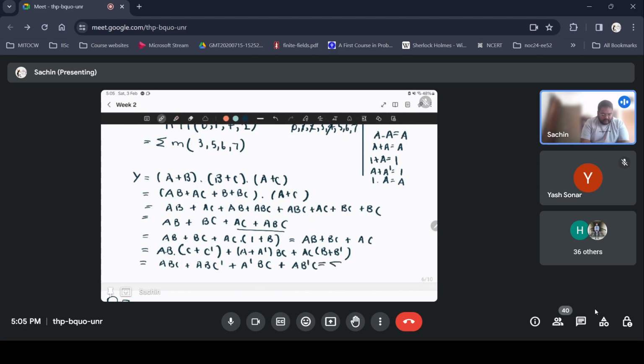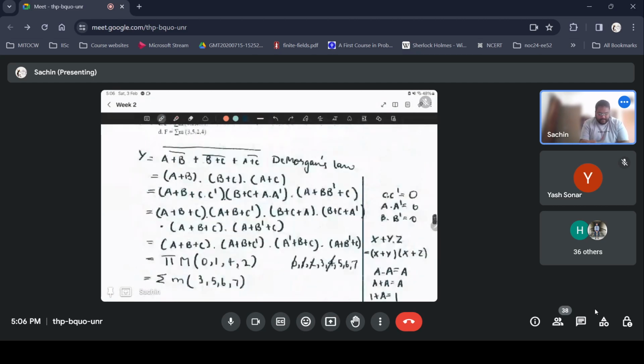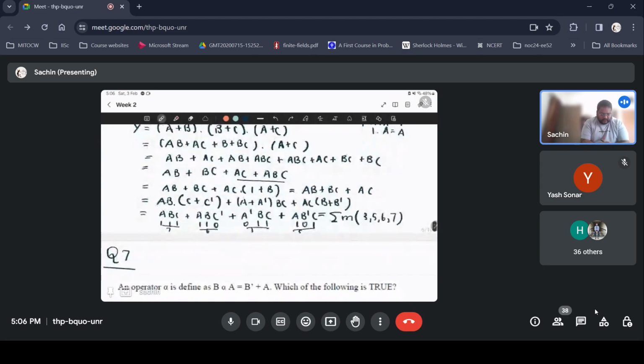So from this you can write the min terms. And when you're writing min terms, if it's in uncomplemented form, it's a 1. If it's in complemented form, it's a 0. 0, 1, 1, 1, 0, 1. This is binary 7, this is 6, this is 3, and this is 5. So the terms are 3, 5, 6, 7. So you get the same answer in both ways, it's just a different way of simplifying. Answer is option A.